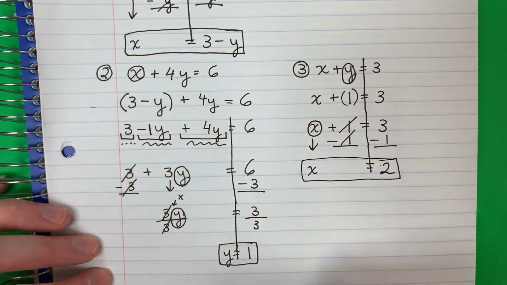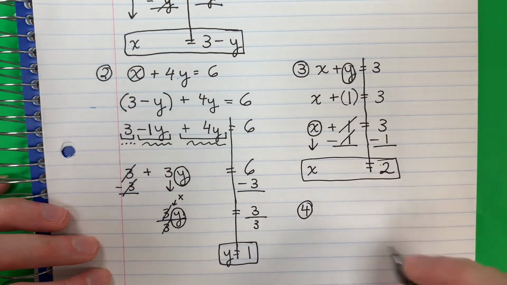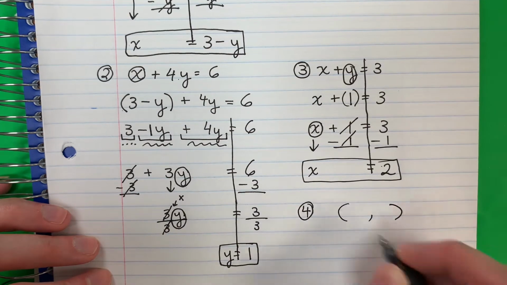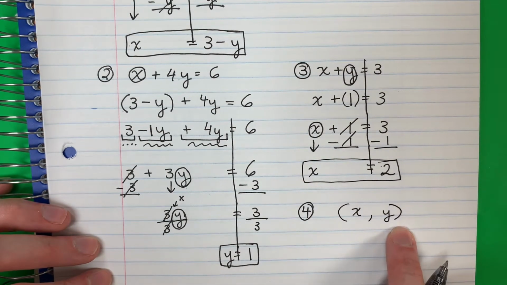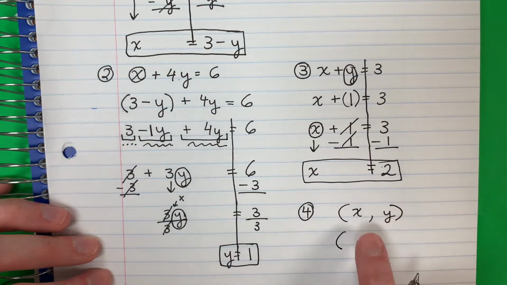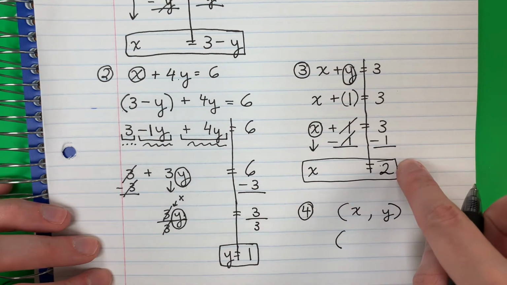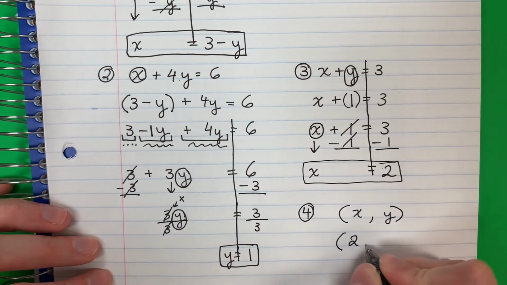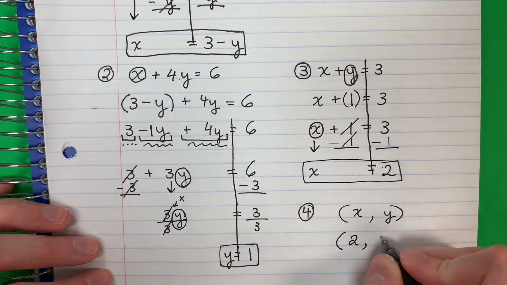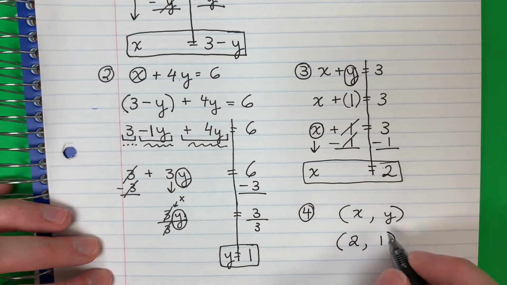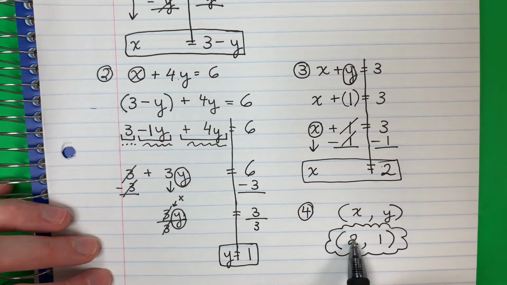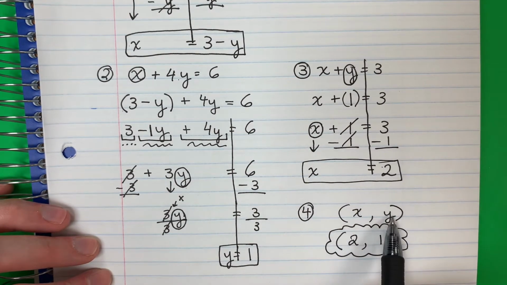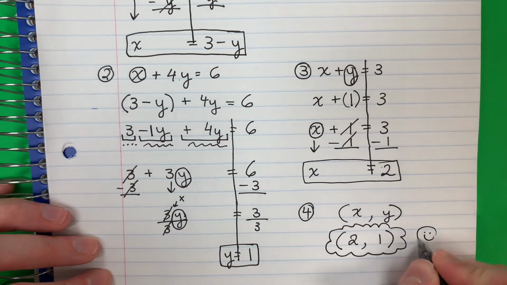Okay. Step 4. I want the x and the y in ordered pair. Remember, x is first, then y. Okay, which one is x? ¿Cuál es x? This one. X is 2, comma, the y is 1. This is my final answer. So remember, always x first, y second. X primero, y segundo. This is my final answer, 2, 1.